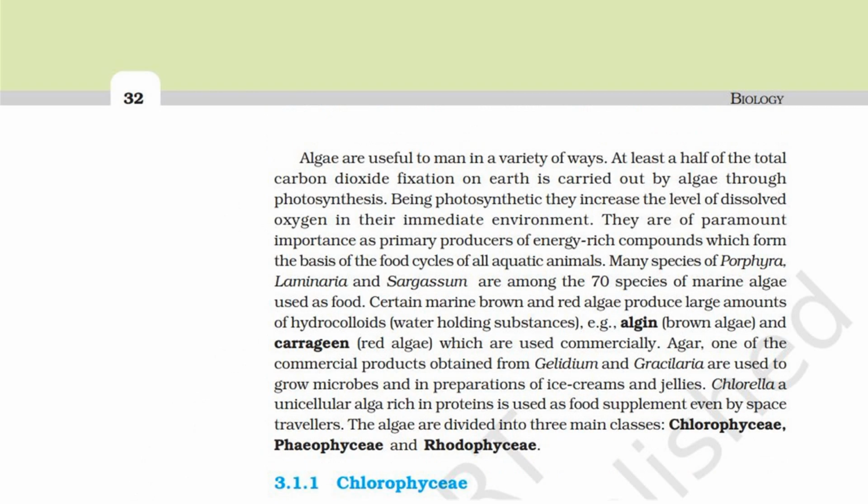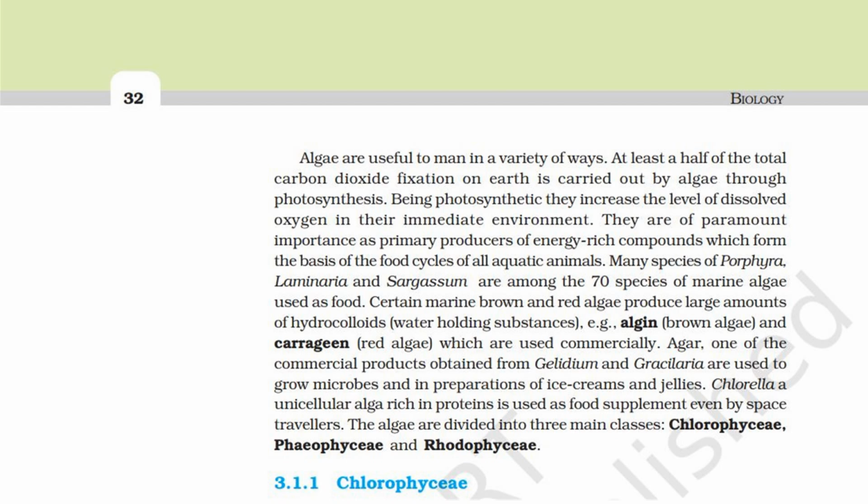Algae are useful to man in a variety of ways. At least a half of the total carbon dioxide fixation on Earth is carried out by algae through photosynthesis. Being photosynthetic, they increase the level of dissolved oxygen in their immediate environment. They are of paramount importance as primary producers of energy-rich compounds which form the basis of the food cycles of all aquatic animals.